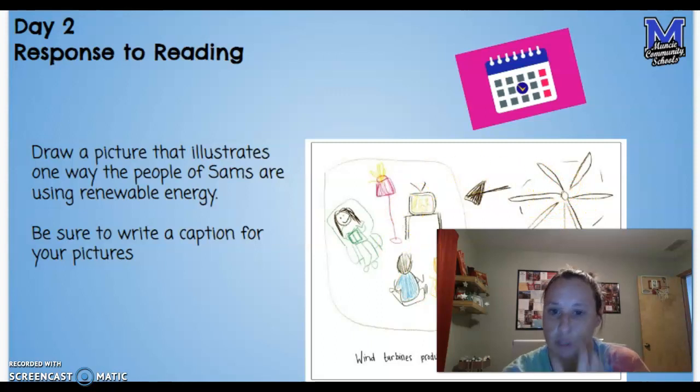And how they make electricity. So you can see that there's a windmill right here, a wind turbine, and then it's producing electricity, which goes to the light, which is the lamp, and then the TV. So there's a good picture that shows that.